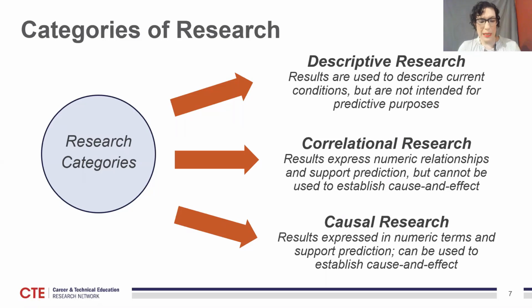Rigor describes the extent to which the research can be used to describe CTE programming and its ability to support predictive statements. So descriptive research is primarily narrative in form and is intended to describe current conditions, but may not be used for predictive purposes. Correlational research is used to express relationships between study variables and can support prediction, though not to draw cause and effect conclusions.